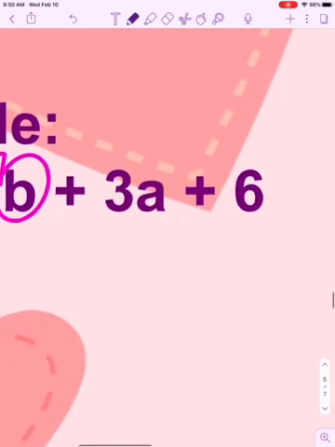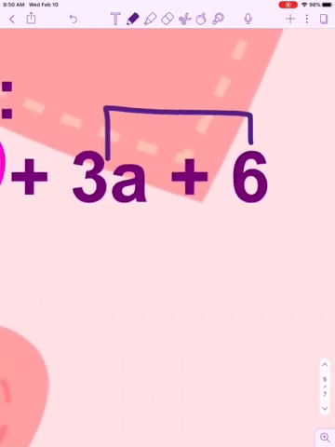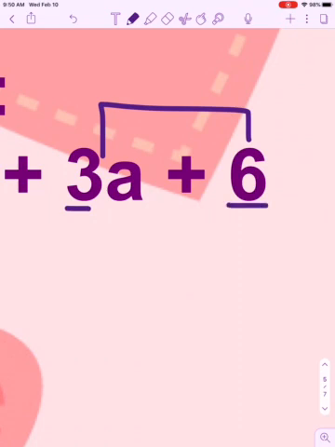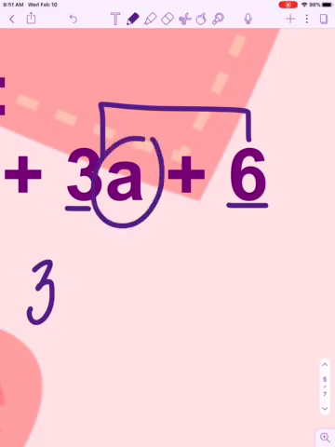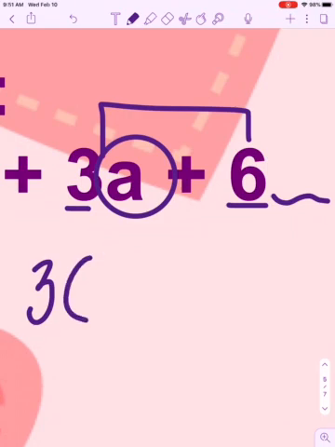Now, since we're factoring by grouping, I'm going to come over here and do the same thing with these 2 terms. So 3 and 6. The biggest number that divides 3 and 6 is 3. This term has an A, but this term doesn't have any. So I'm not able to take out any variables. All I'm going to be able to take out is the 3.